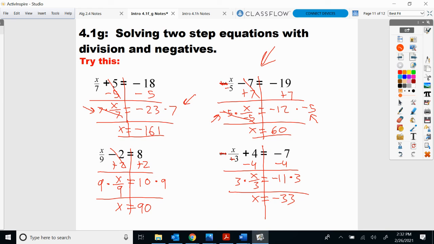Okay, down here on this problem, we start with adding 2 to cancel out the -2. Okay, that's going to get us 10 on this side. Then we're going to multiply by 9. There we go. We got that canceled. So x is going to come out to 90.